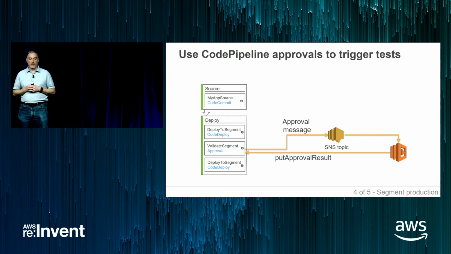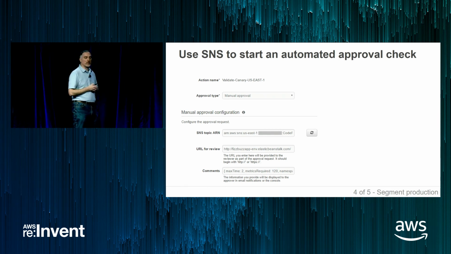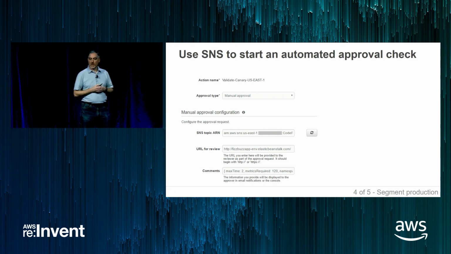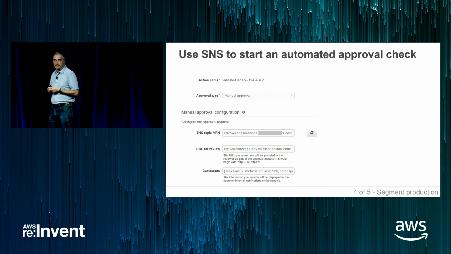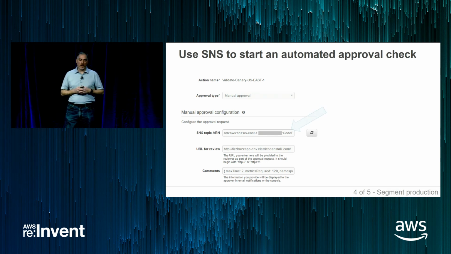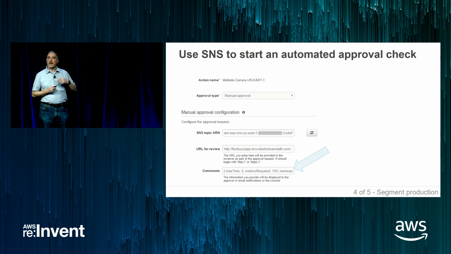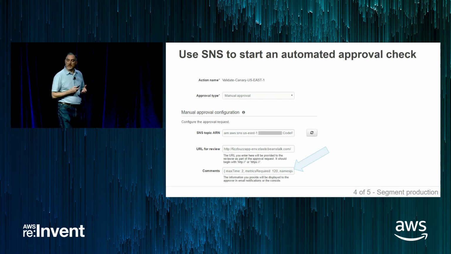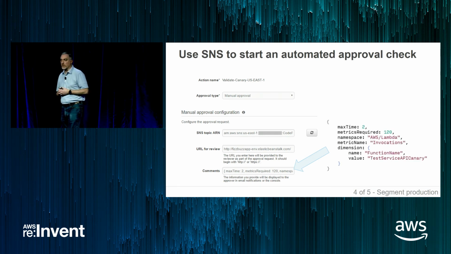So let's see how to configure the approval to use an SNS topic. In this screenshot, the approval action is being configured, and we're going to configure it to send this message on an SNS topic. Approvals also have a comment field, and the comment field can be used to pass additional machine data to the approver. In this case, the approver is a Lambda function, so we're going to send the data in JSON format.